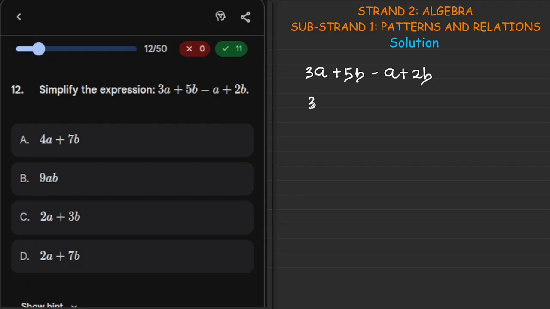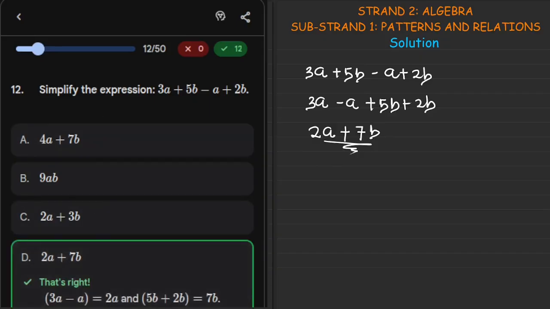Hence, grouping all that contains a, we have 3a minus a, and then we have a positive 5b, then plus a 2b. 3a minus a then gives us what? 3 minus 1, which is a 2a. Then 5b plus 2b on the other hand gives us a positive 7 what? B. So this becomes our answer, 2a plus 7b. And from the options here, that is option D.